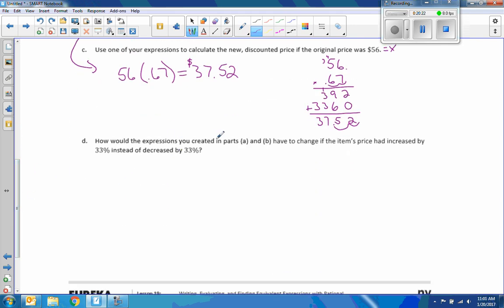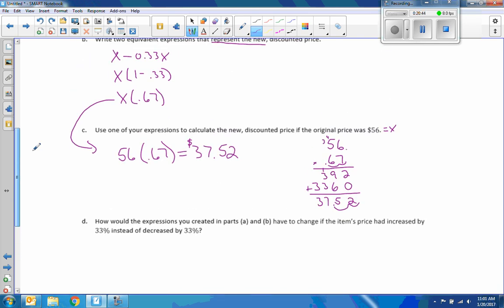D says, how would the expressions you created in parts A and B have changed if the item's price had increased by 33% instead of decreased by 33%? So say they were running a special, and then they said, okay, this special's over, we're increasing the price by 33%. What would it look like? Instead of subtracting 0.33x, we are not going to subtract, we're going to add. So it's going to be x plus 0.33 of that price.